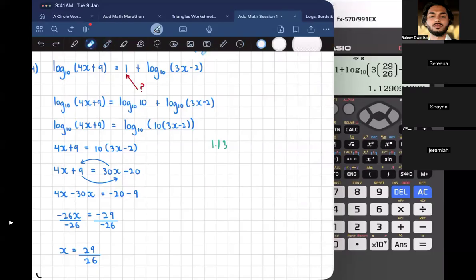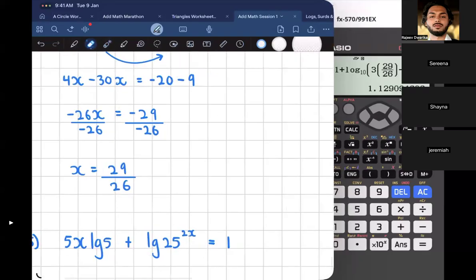Now, you have a choice. If you want, you could write your answer to 2 decimal places. Sometimes it would specify. So what is 29 over 26 to 2 decimal places? 1.12. 1.12, that's correct. 1.12 to 2 decimal places. That's correct.